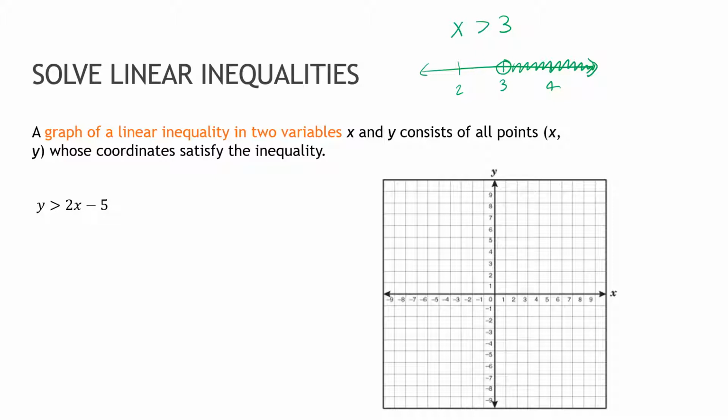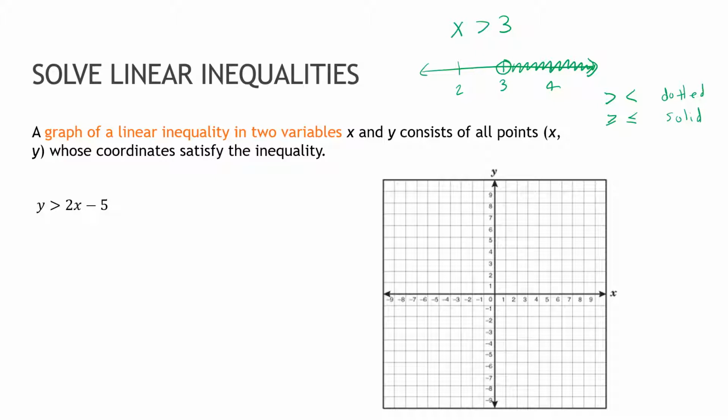Now I have two variables, and I want to do the same thing. I want to essentially graph and shade the entire graph of points that would work in this inequality. So just like before, if I have a greater than or less than, before I used an open circle, now I'm going to use a dotted line because I'm actually drawing a line, not a point. And if I had an or equal to, before I used a solid circle, now I'm drawing a solid line. And then we'll talk about which way to shade in a moment.